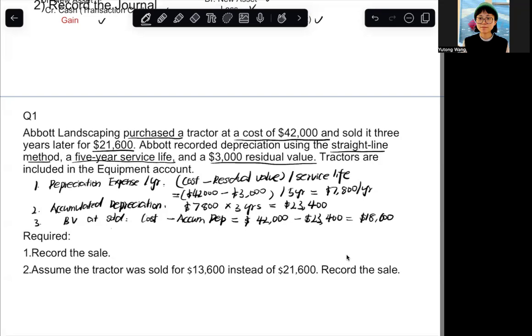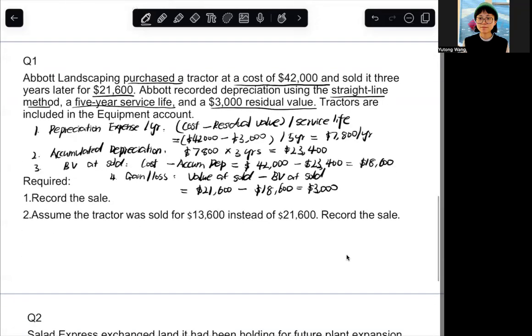Okay. Now with the book value at sale, and also we have the sale value, we can calculate the gain or loss. So gain or loss equals value at sale minus the book value at sale. So equal to 21,600 minus 18,600 equal to 3,000. Okay, and that's a positive amount, which means the sale value is more than the book value at sale. So it's a gain.